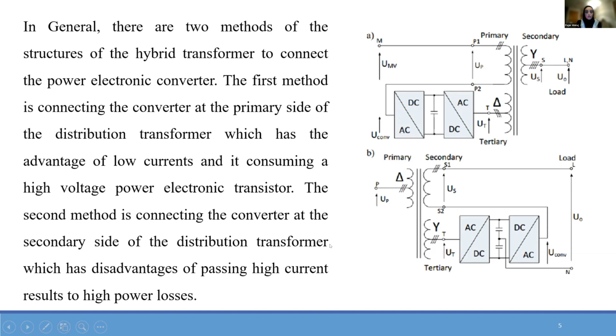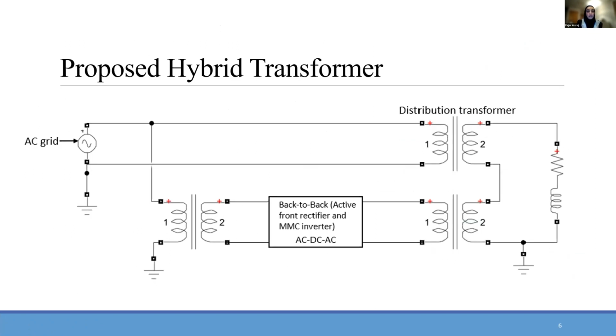In my proposed hybrid transformer, I prefer to connect the proposed converter on the primary side. I prefer to deal with high voltage and low current rather than high current and low voltage. As you see in this slide, this is the proposed hybrid transformer, with the proposed back-to-back converter located at the primary side of the distribution transformer.